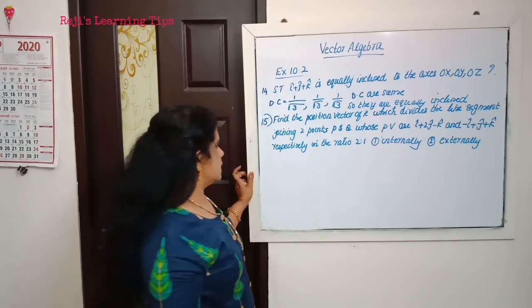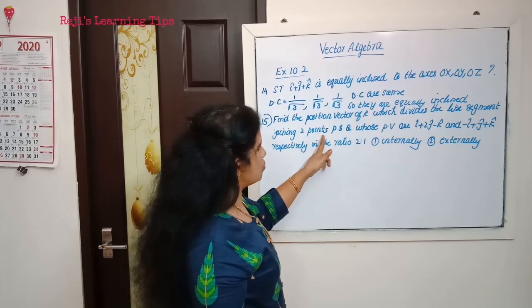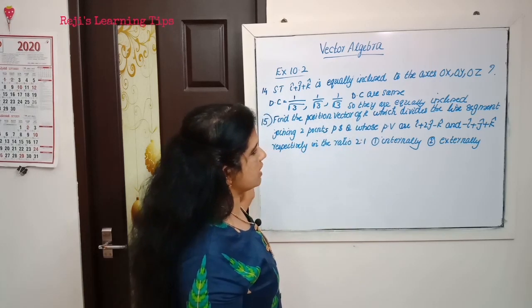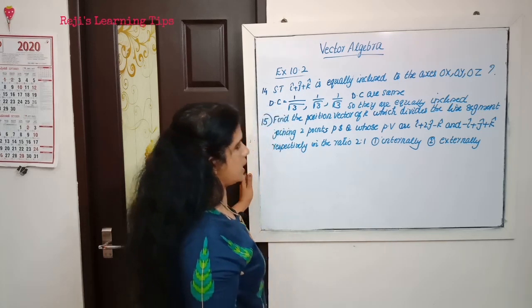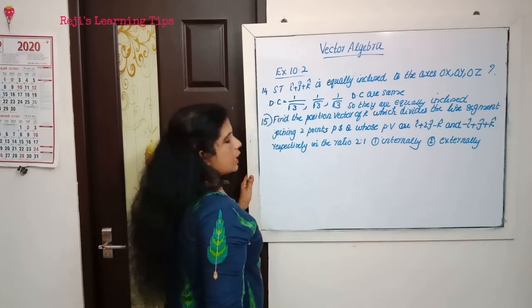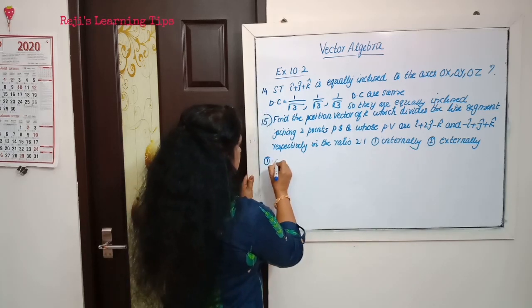Okay. Next, 15th question. Find the position vector of R which divides the line segment joining the two points P and Q, whose position vectors are i plus 2j minus k and minus i plus j plus k, in the ratio 2:1 internally and externally. First we should find internally.